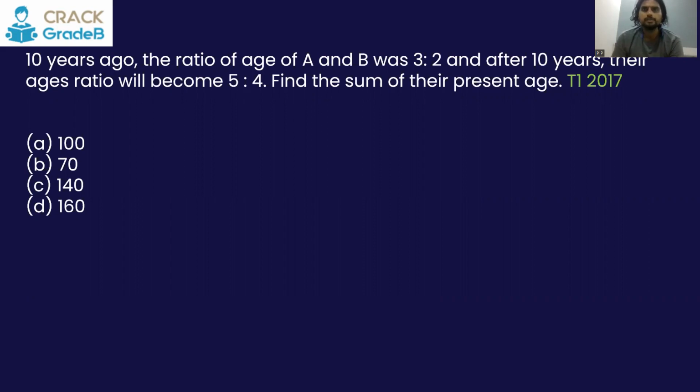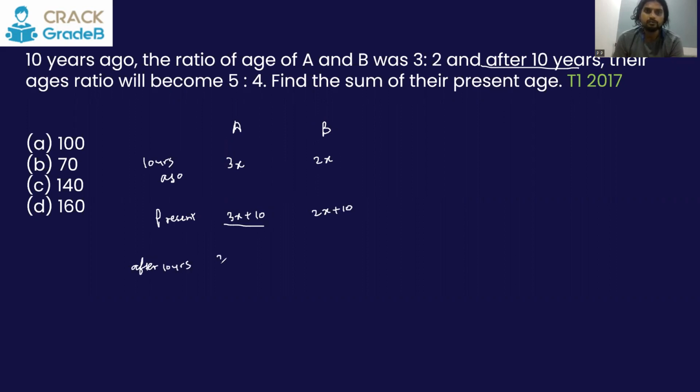Let's see this again, a similar kind of question. 10 years ago, the ratio of A to B was 3 is to 2. So if A was 3x, B was 2x, but when? 10 years ago. That means presently A will be 3x plus 10 and B will be 2x plus 10. But the ratio is now given after 10 years. After 10 years, he will again increase by 10. So he will become 3x plus 20. He will increase by 10, so he will become 2x plus 20.